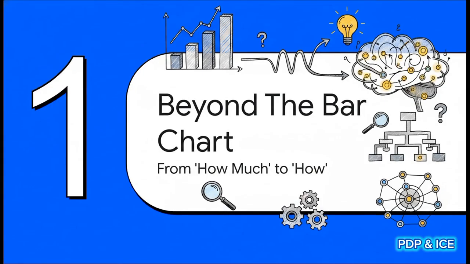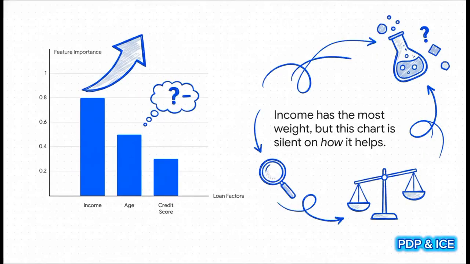For a long time, we've had to rely on pretty simple metrics, but they only really tell us part of the story. So right now, we're going to move on from just asking how much a feature matters to truly understanding how it shapes the final decision. Looking at this, income is the clear winner. It carries the most weight, no doubt, but this chart is totally silent on the nature of that relationship.